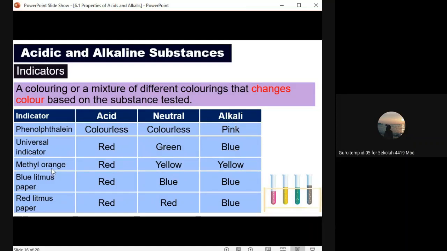Same goes to methyl orange. It will only turn red if the substance is acidic, and it will stay yellow, okay, if the substance is neutral or alkali. So benda ni kamu kena ingat juga. Di samping kamu ingat color untuk litmus paper. Alright.